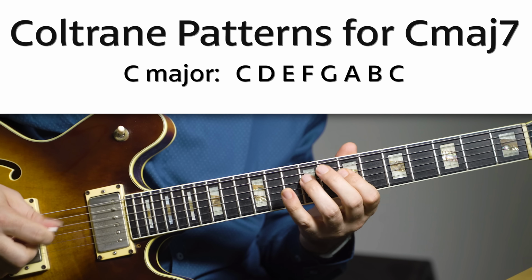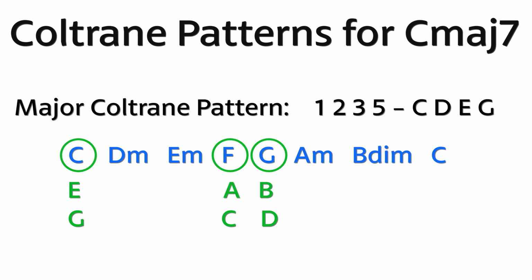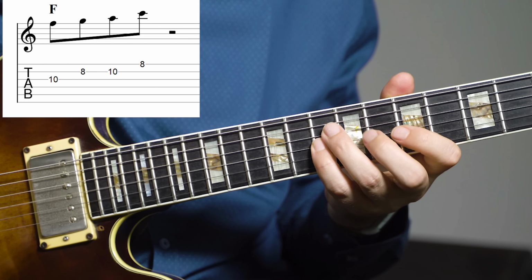So we have the C major scale. There are two types of patterns. We have a major and a minor Coltrane pattern. And a part of a major pattern is a major triad. So that means that we can potentially make a Coltrane pattern for each major triad in the scale. So that means that we have one, of course, for C. We also have one for F and one for G.